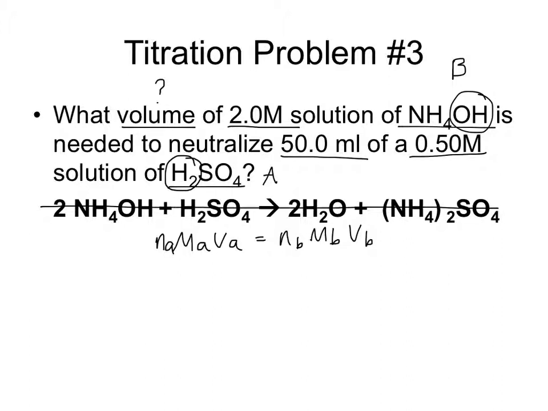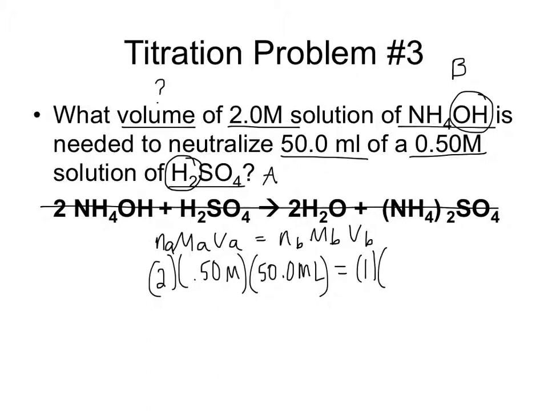So now that we've identified the acid and the base, we're going to go ahead and just plug in some numbers. There are 2 hydrogen ions in H2SO4. The concentration is 0.50 molarity. The volume is 50 milliliters. And we're going to multiply that by Nb. There's 1 hydroxide ion. We are solving for volume, and they give us molarity. There's 2 molarity, and the volume, we'll call it Vb. So if we multiply 2 times 0.5 times 50, that's going to give me 50.